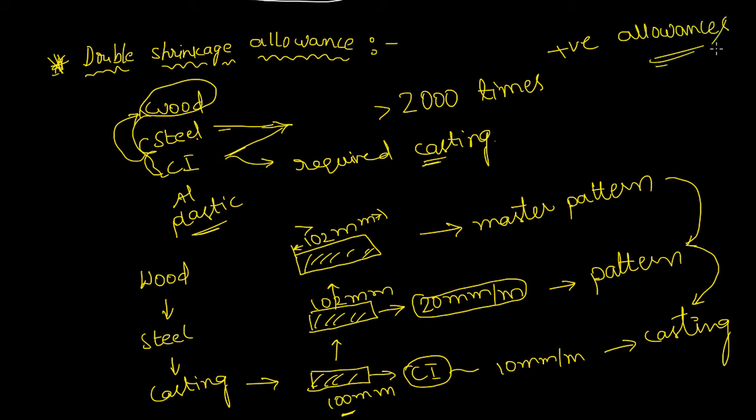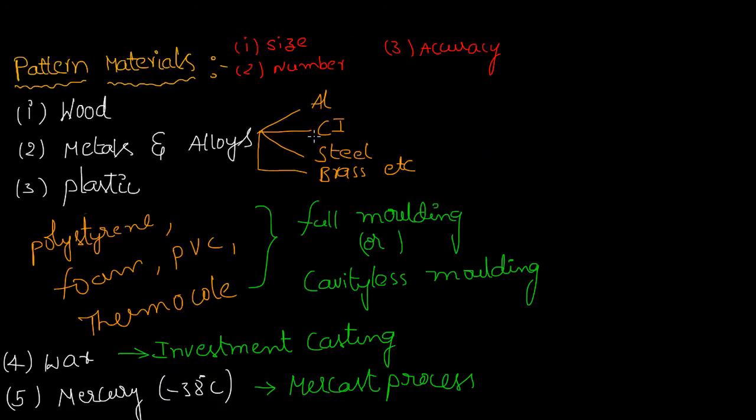So I am giving you some of the materials of pattern. These are the general pattern materials: wood, metals and alloys, aluminum, cast iron, steel, brass, etc. Then come to plastics, wax, and mercury, right? Basically, the selection of pattern materials will depend on three major factors. Those are the size of the pattern, the size of the casting that I want to produce, the number of castings for which I want to use the pattern, and the accuracy required.